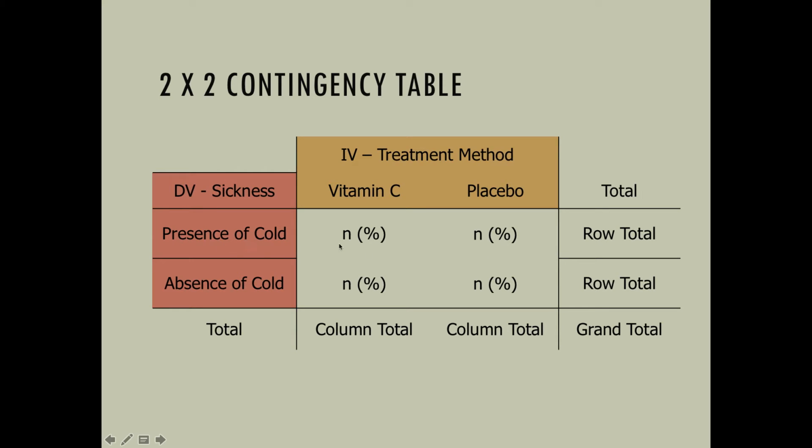Then if we total up the number of people that took vitamin C and got a cold and took the placebo and got a cold, that is this row total. And then the same thing with this row total, except they would be all the people who did not get a cold. The column total would be all of the people who took vitamin C or all of the people who took the placebo. And then this bottom grand total down here in the corner would just be everyone in the total sample.